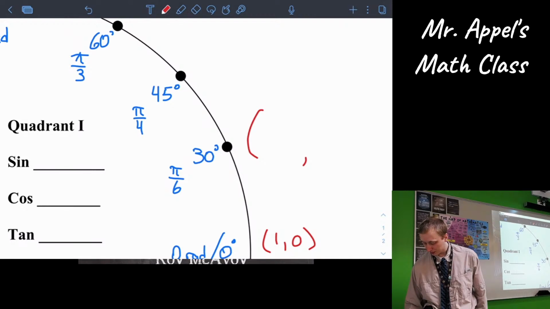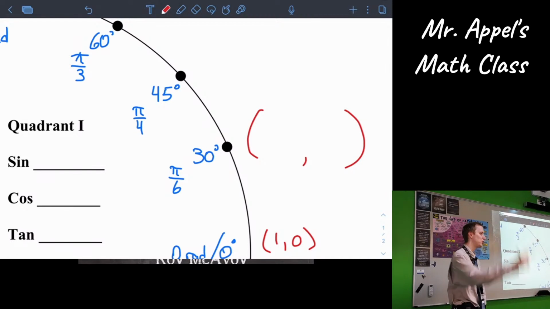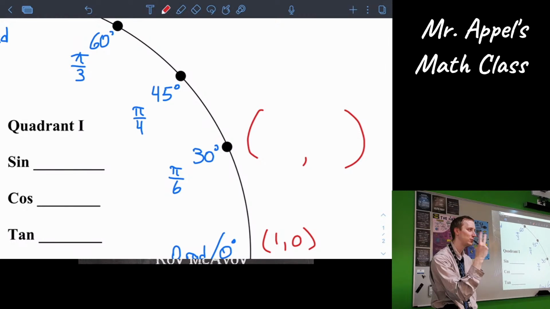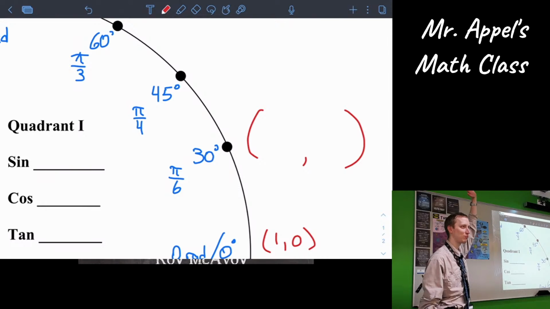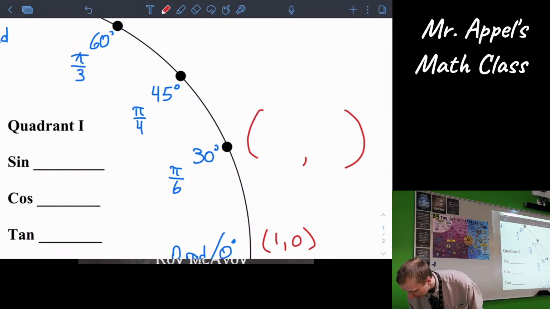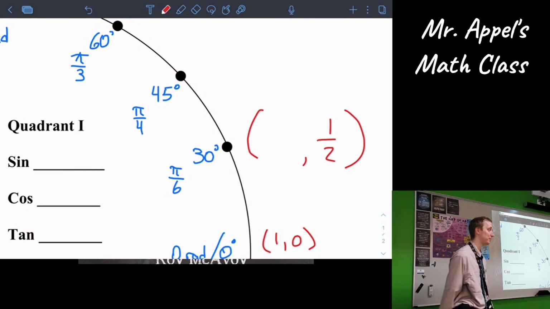And we said the sine gives you which coordinate? You've got two choices, 50-50 shot. Make a guess. What do you think? Raise your hand if you think it's X. Nobody thinks X. Raise your hand if you think it's Y. Ooh, we've got some votes for Y. It is Y. Sine gives you Y. So that means my Y coordinate here is 1/2.